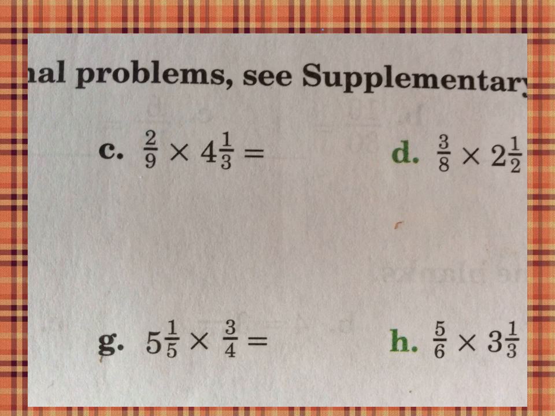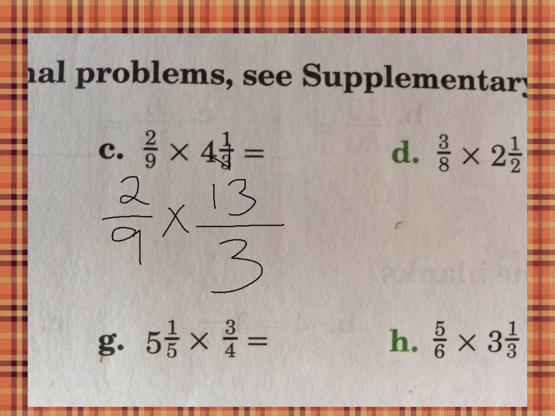C. Bring down the 2/9 times. I'm going to take this mixed number and turn it into an improper fraction. 4 times 3 is 12. Plus 1 is 13. Bring down the 3 as our denominator.